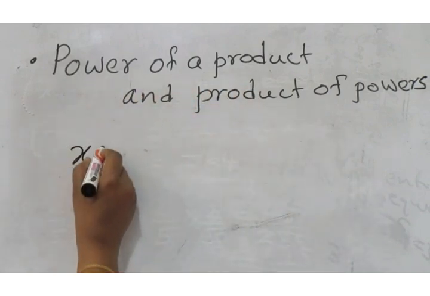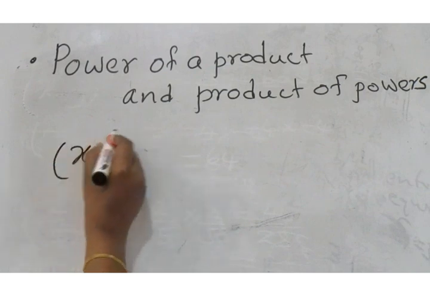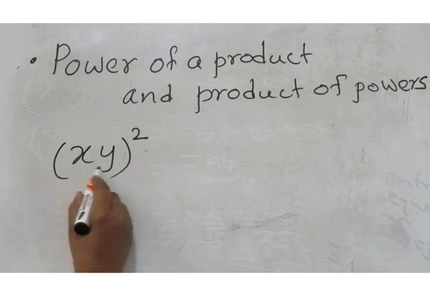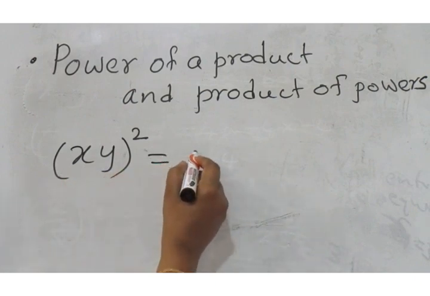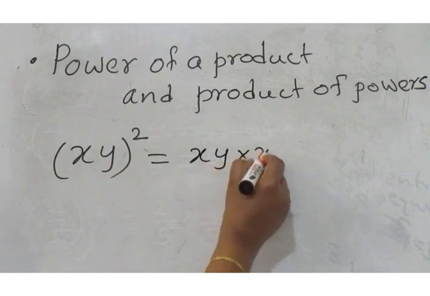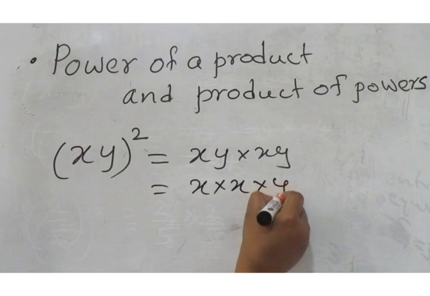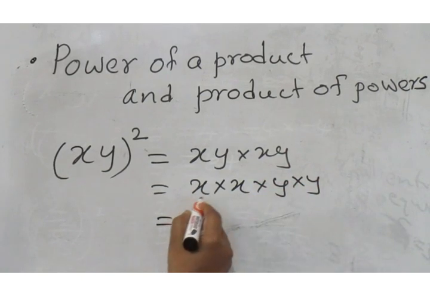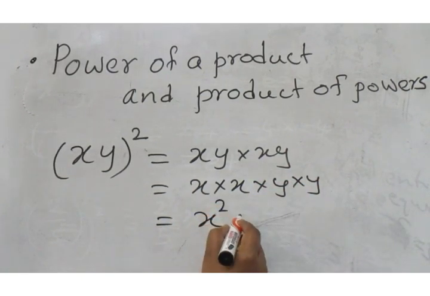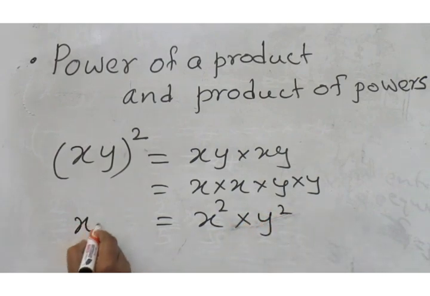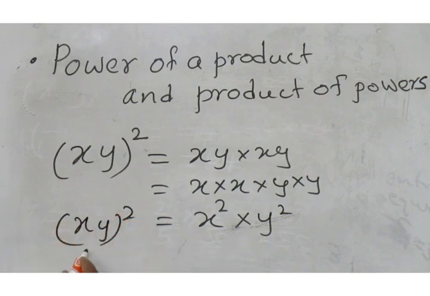About power of a product and product of powers. Then see this example. Here second power of the product x and y. Now take the expansion form here, xy into xy. Then take the product of like terms. Then this product can be written as x to the power 2. This product can be written as y to the power 2. Then this is called power of a product. This is called product of powers.